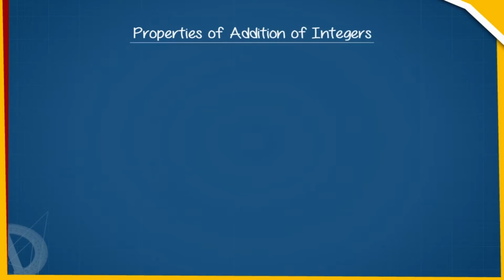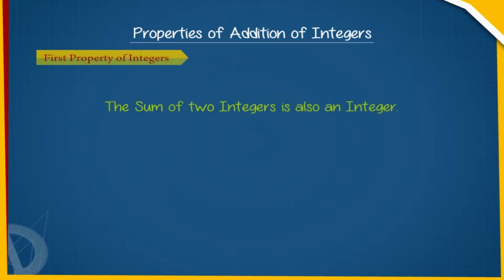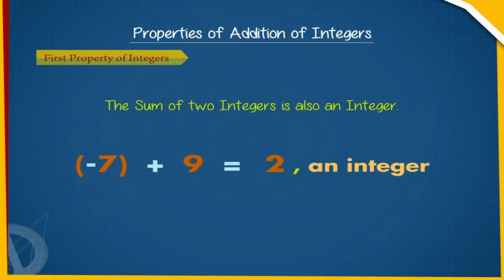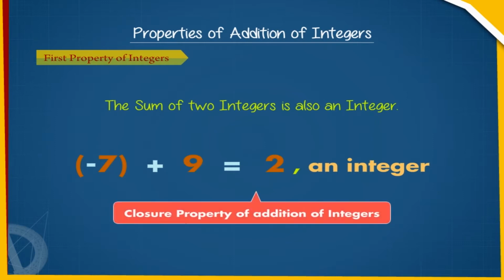Properties of addition of integers. Integers have different properties. The first property says that the sum of two integers is also an integer. For example, minus 7 plus 9 is equal to 2, an integer. This is known as the closure property of addition of integers.